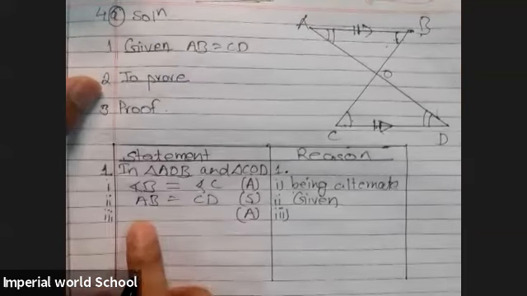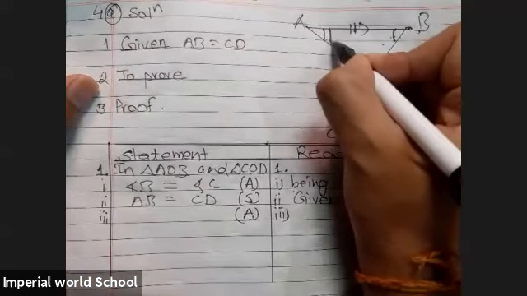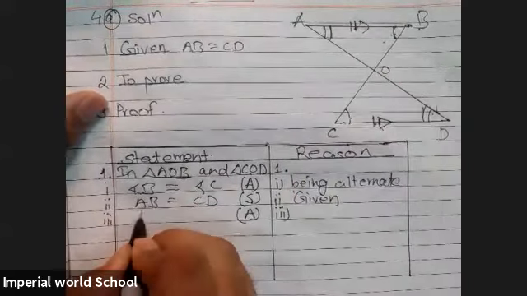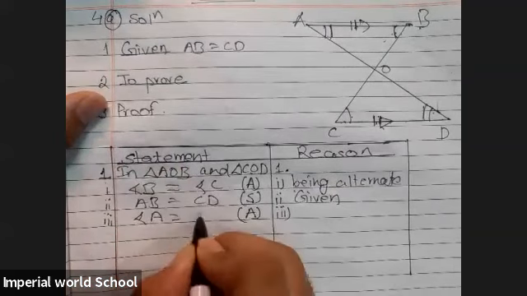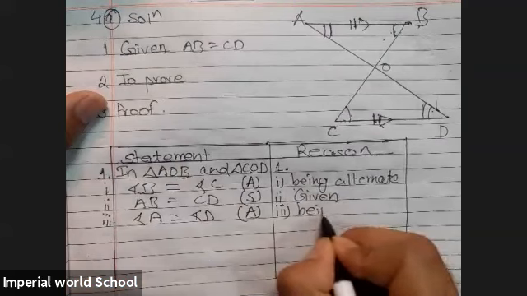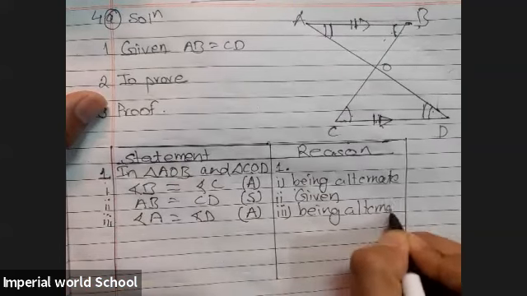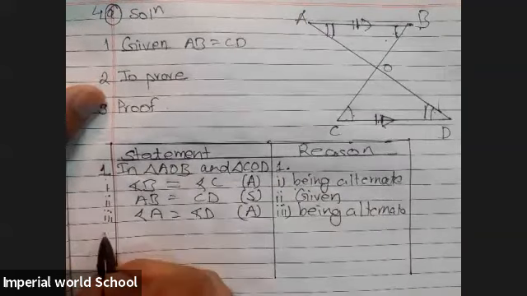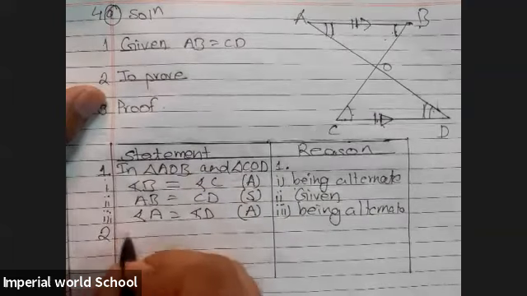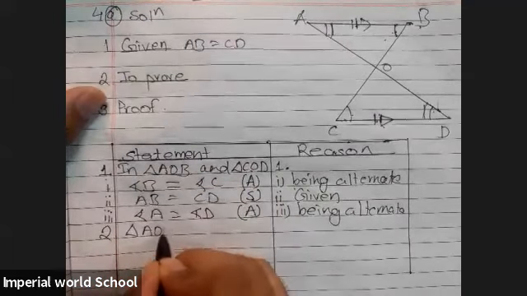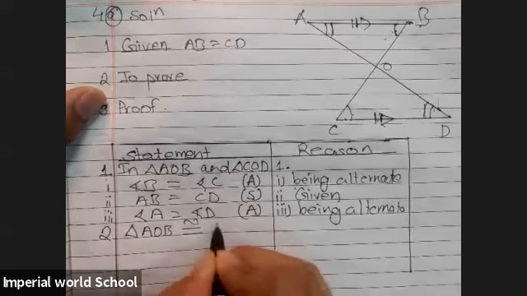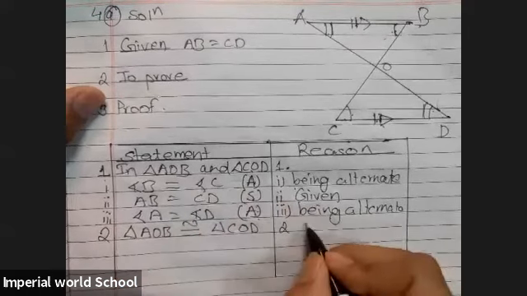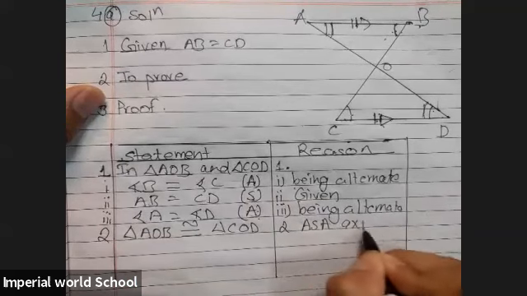Number three is this pair with the double line and the other pair with the double line. They were also equal, and we found it, so we have to mention the reason. Angle A equals angle D. The reason is being alternate. After writing these three sub points, now you get permission. So write: therefore triangle AOB is congruent to triangle COD, proved. And the reason for this one is ASA. We have to write ASA axiom.